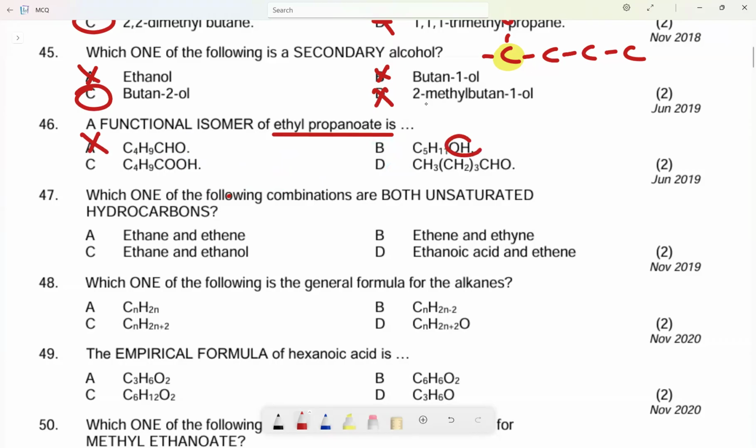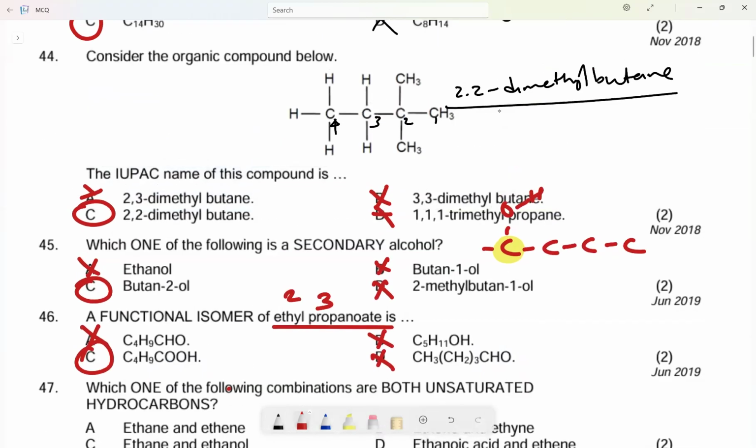When I look at number B, this is OH. This is an alcohol. No. When I look at this, it is HO. This is also an aldehyde. No. When I look at this, it is COOH. It is a carboxylic acid. And it has how many carbons? 4 plus 1, it is 5. Also, this one has 2 plus 3, it is 5. So the most correct answer is C.